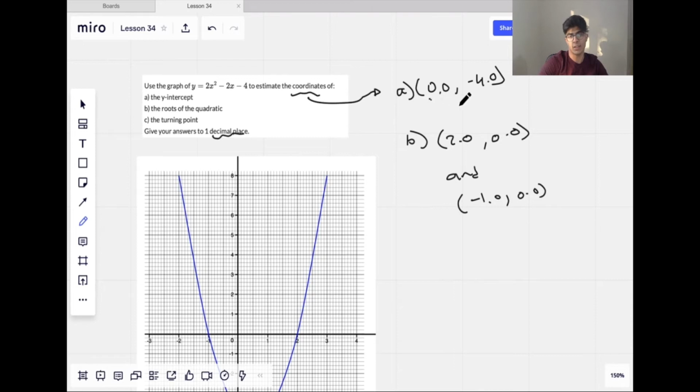For example, this is the y-intercept, right? So the x-coordinate is going to be 0, and for the roots or the x-intercepts, the y-coordinate is going to be 0, as can be seen here. So you should expect that. And now the turning point.